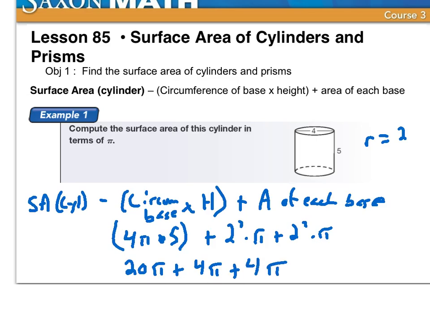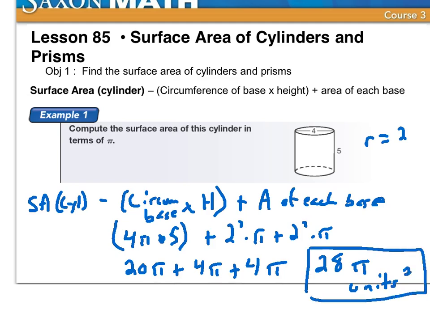Now we want to add numbers like this. This is basically just like saying 20x plus 4x plus 4x. Those are all like terms. We can add all those together. 20 plus 4 plus 4 is 28, and we just leave pi afterwards. Okay, and now we don't know the label, so we'll go ahead and put on units, and since it's area, it's squared. 28 pi units squared.